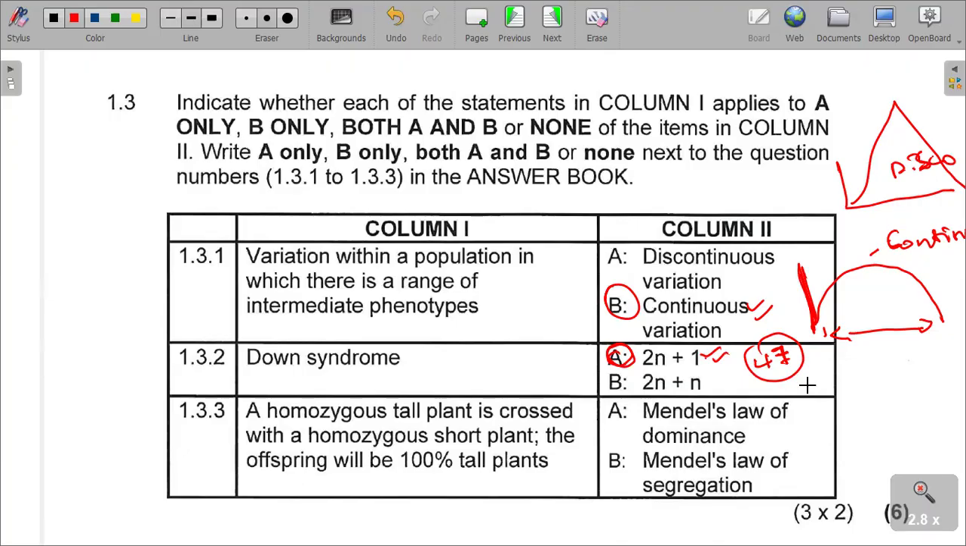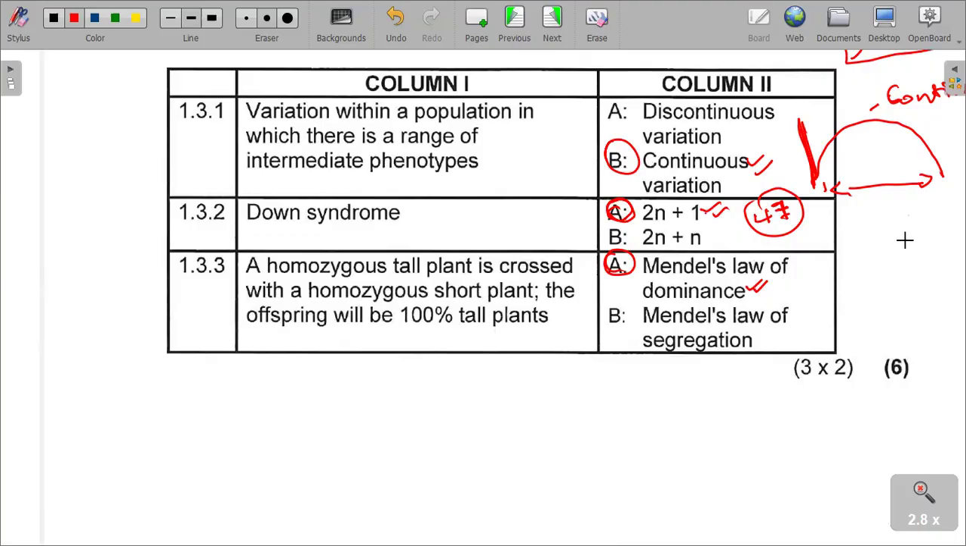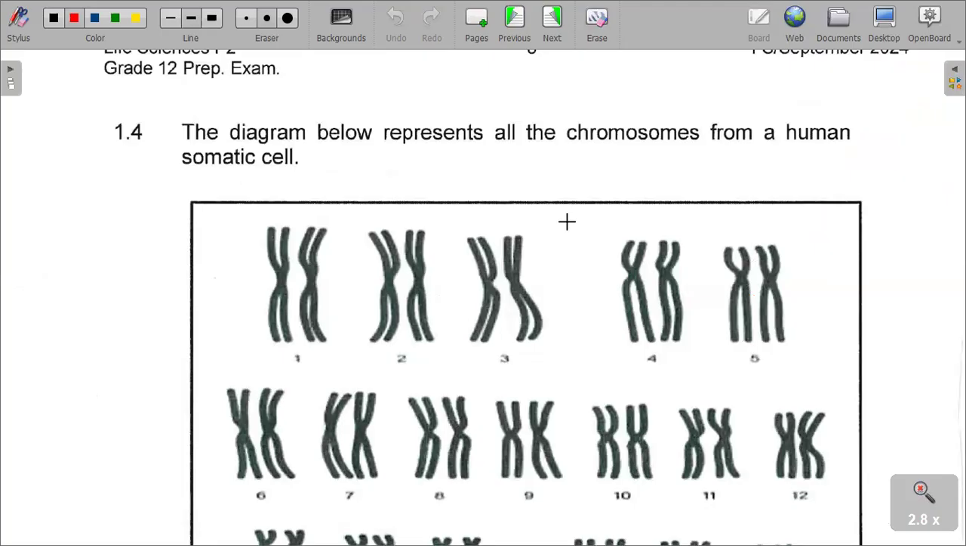The next question: a homozygous tall plant is crossed with a homozygous short plant. The offspring will be 100% tall. What is it, Mendel's law of dominance or Mendel's law of segregation? It's Mendel's law of dominance, which is A. You can see that these questions are quite vexing many times, but you need to be quite observant.